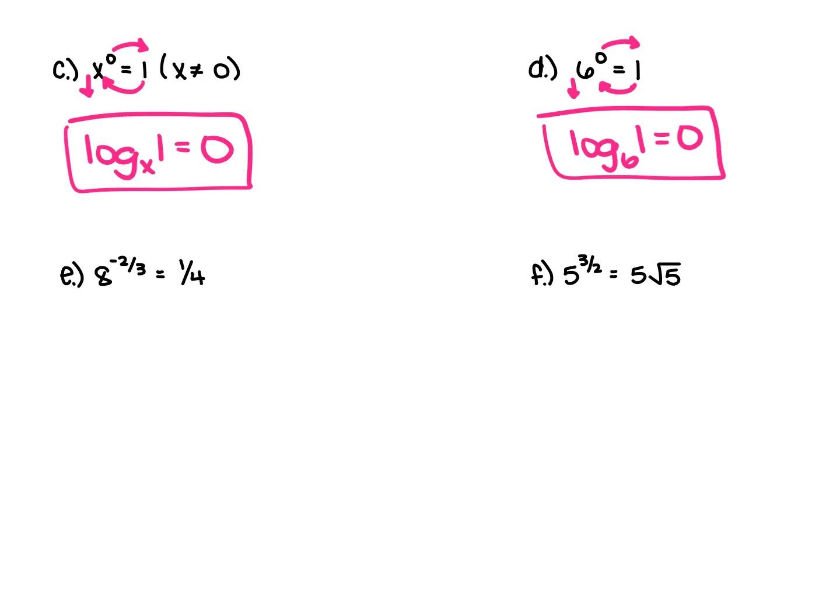For E, you have 8 to the power of negative 2/3 is equal to 1/4. That 8 drops down. The negative 2/3 is going to become your answer. The 1/4 is going to become your whole number part after your base. So you write down log 8 of 1/4 is equal to negative 2/3.